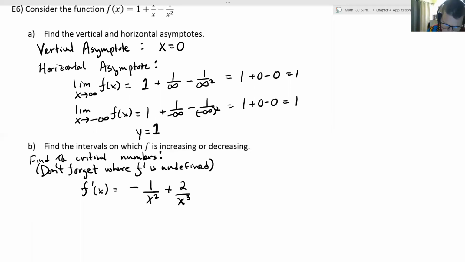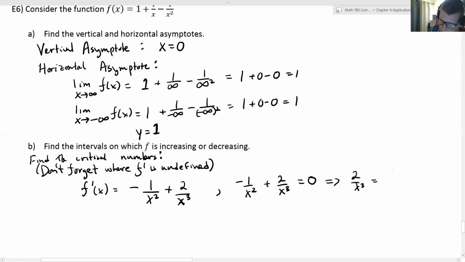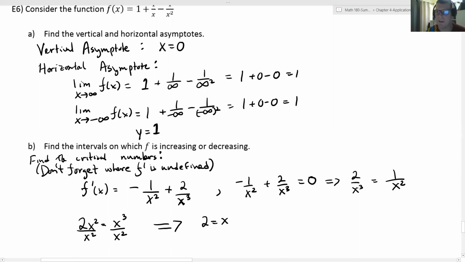So we'll now set that equal to 0. That gives me negative 1 over x squared plus 2 over x cubed equals 0. And then 2 over x cubed equals 1 over x squared, if we just add to both sides. So that means 2x squared equals x cubed. We could just divide through by x squared, and that gives me 2 equals x. So x equals 2 is my critical number.